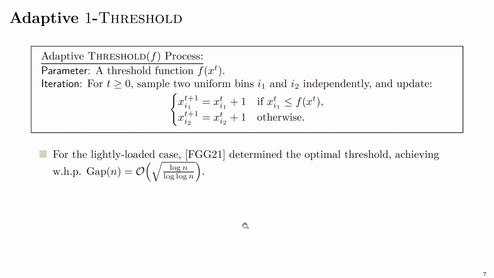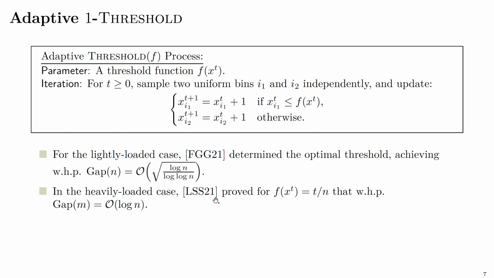For the lightly loaded case, Feldheim and Gurel-Gurevich determined the optimal threshold and proved that this achieves a gap of square root of log n over log log n with high probability. They also conjectured that the same bound extends to the heavily loaded case. For the special case where the threshold is equal to the mean, it was recently shown that the gap is log n with high probability.